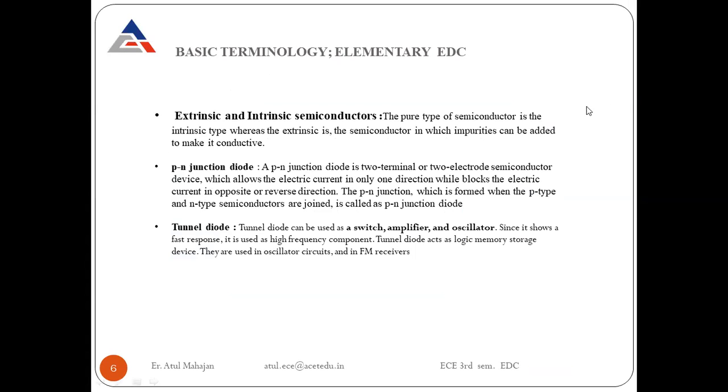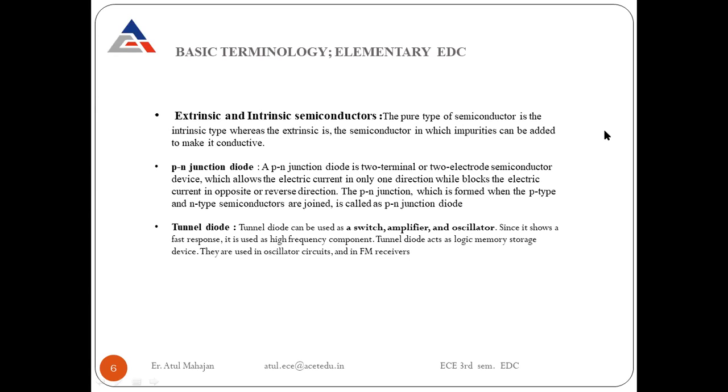Extrinsic semiconductors are the impure kind of semiconductors which have impurities in them. And intrinsic semiconductors are those semiconductors which do not have any impurity in them. It is the purest form of semiconductor. So we'll be dealing with both of these kinds of semiconductors in our EDC subject.